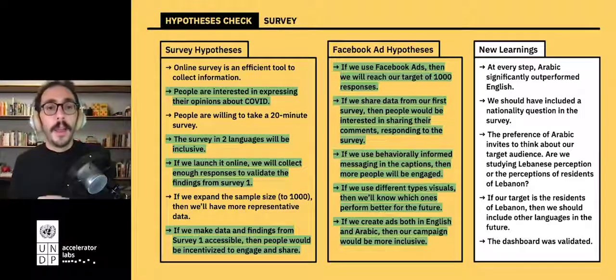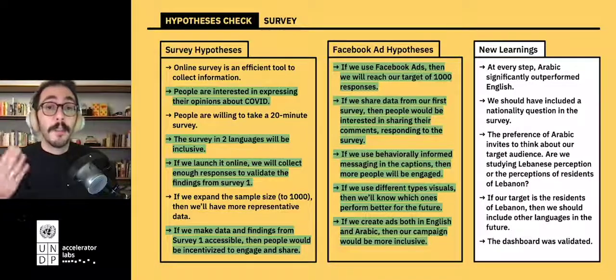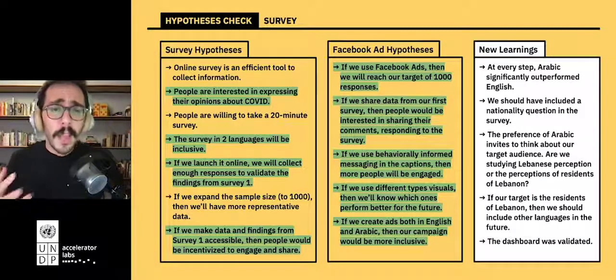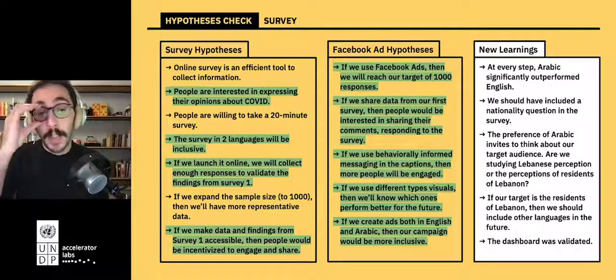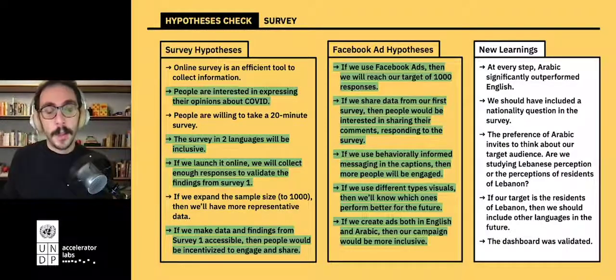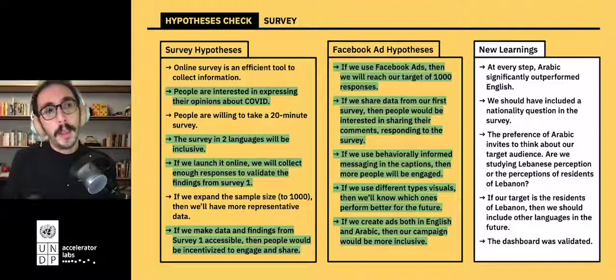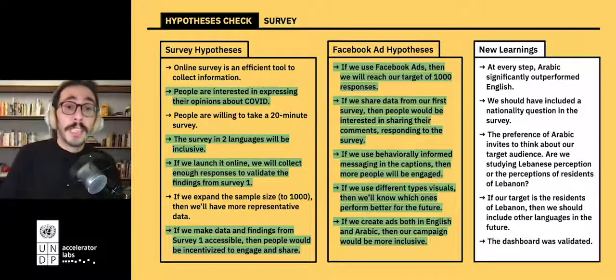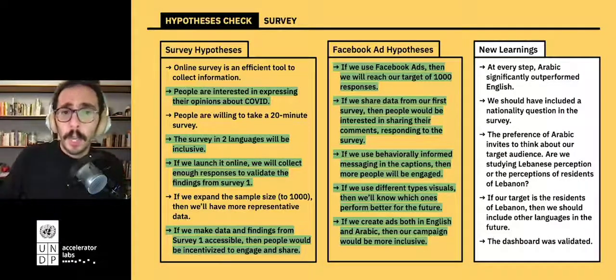At every step of our journey, Arabic significantly outperformed English. And the responses we got in Arabic suggest that many of the respondents were not necessarily Lebanese. They might have been Palestinian and Syrian. We should have included a question about nationality in our survey so we could better disaggregate or filter out the answers. And the preference for Arabic invites us to think about our target audience. Are we studying Lebanese perceptions, or the perceptions of residents in Lebanon? If it's the second, then we should really include other languages in the future.